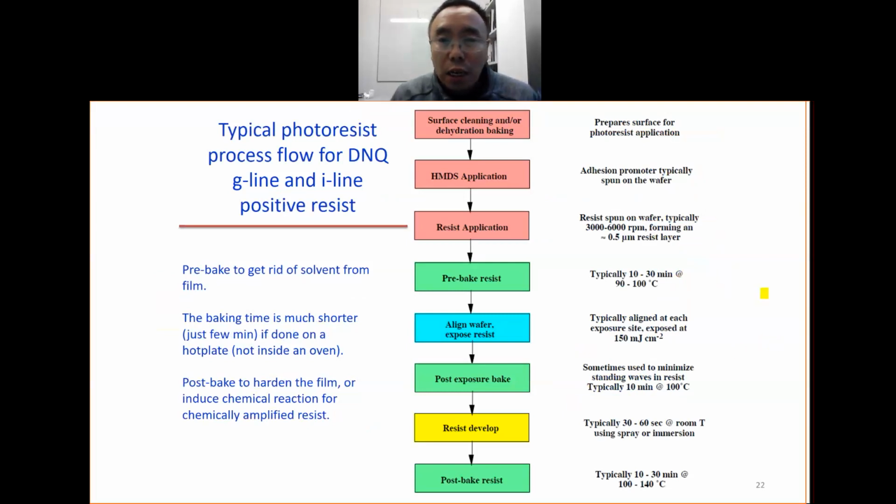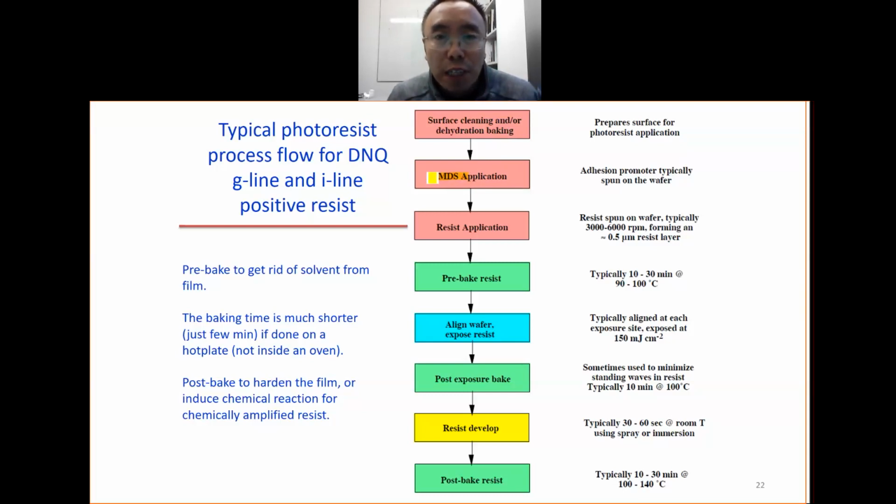So in the end, this is the typical photolithography process. First, you need to prepare the surface by surface cleaning with the solvent or by the RCA cleaning. You can also do the baking process to drive away the water vapor, the dissolved water molecules on the wafer surface. Then you can apply the HMDS.